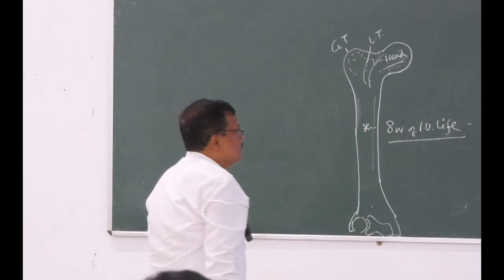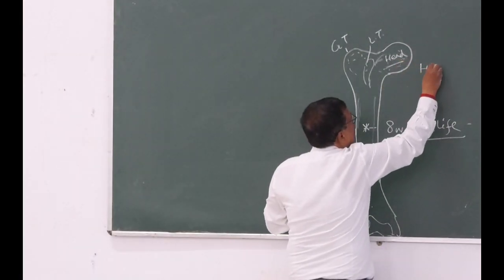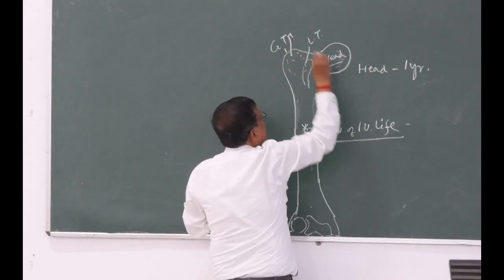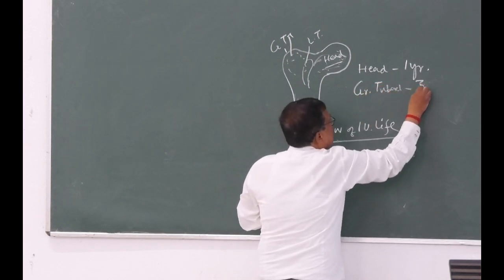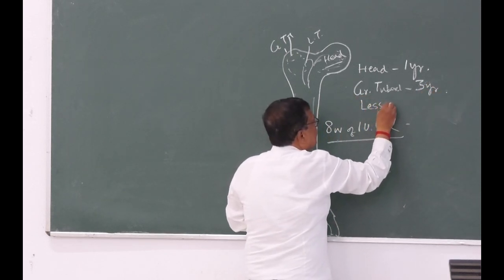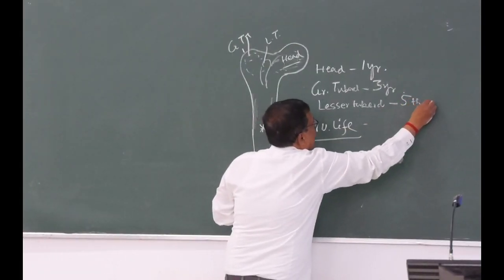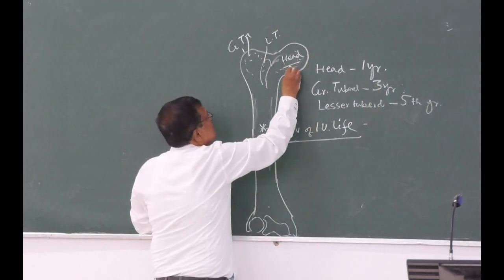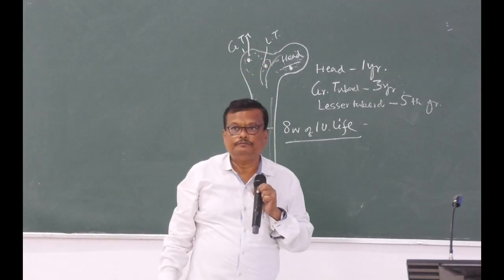The secondary centers of ossification appear in the upper end: in the head at about 1 year, in the greater tubercle at 3 years, and in the lesser tubercle at the 5th year. One year, 3 years, 5th year, bone formation.